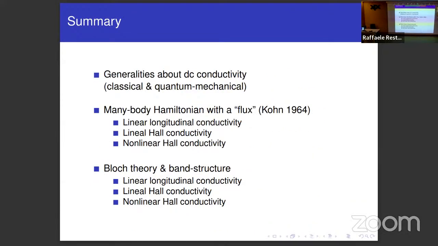Final summary. Generalities about DC conductivity, classical quantum mechanics, many-body Hamiltonian with the flux. I agree with the work by Kohn in a different way. And I've shown linear longitudinal, linear Hall, nonlinear Hall. And then I've shown how this converts in the more familiar band structure theory with k-space.